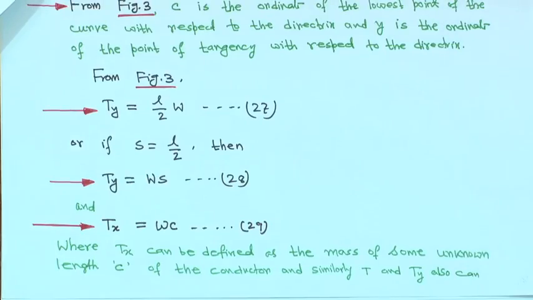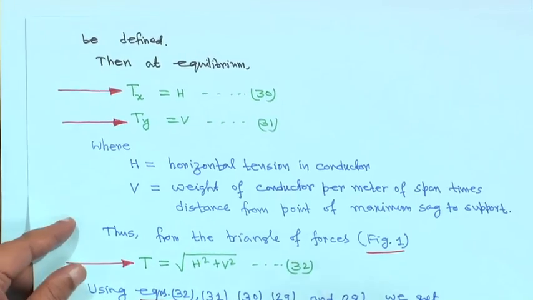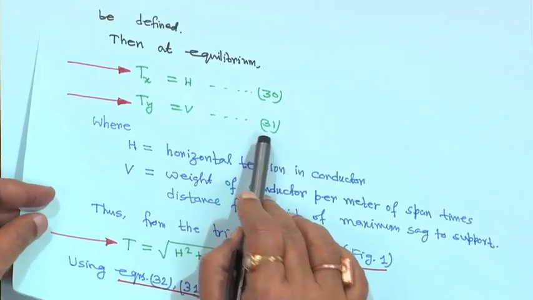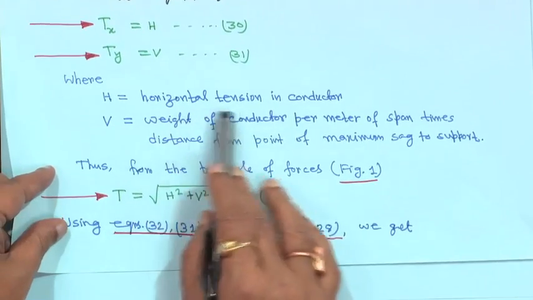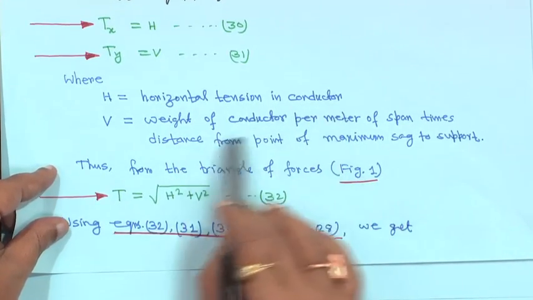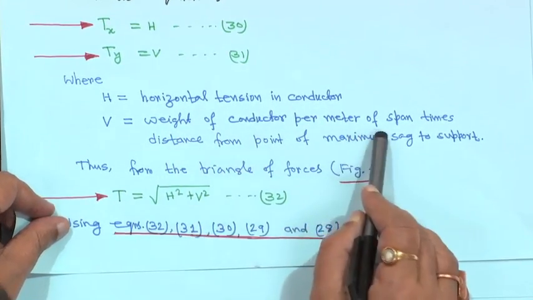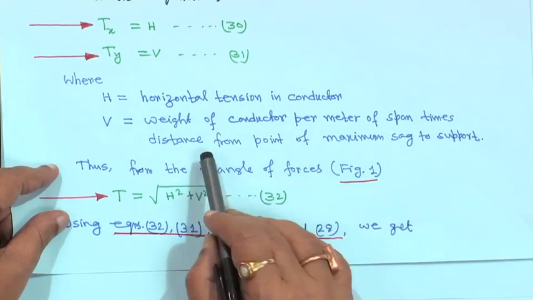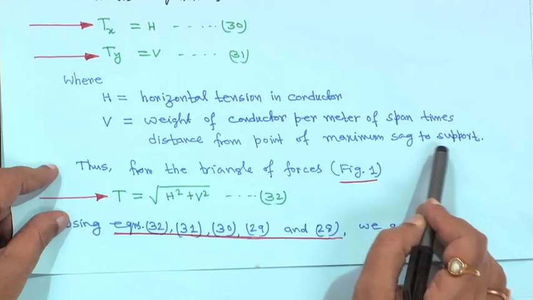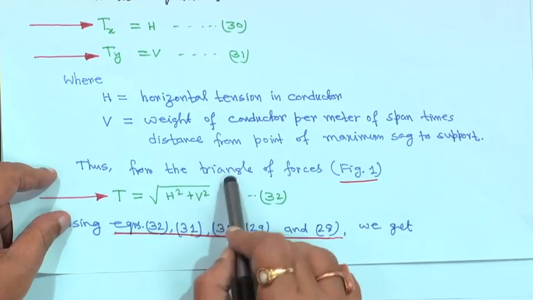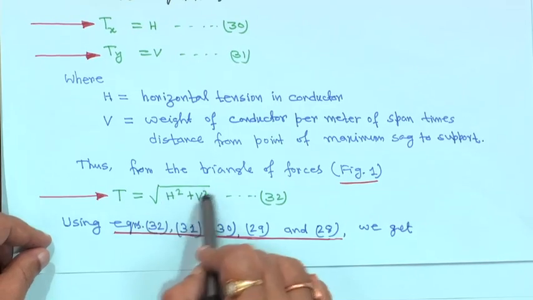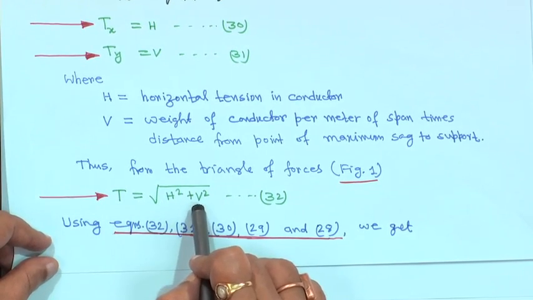So, that means T x is equal to H, that is equation 30, and T y is equal to V, this is equation 31, where H is the horizontal tension in the conductor and V is the weight of conductor per meter of span, that is the distance from the point of maximum sag to the support. Thus, for the triangle of forces in figure 1, we have seen earlier that T is equal to root over H square plus V square, this is equation 32.